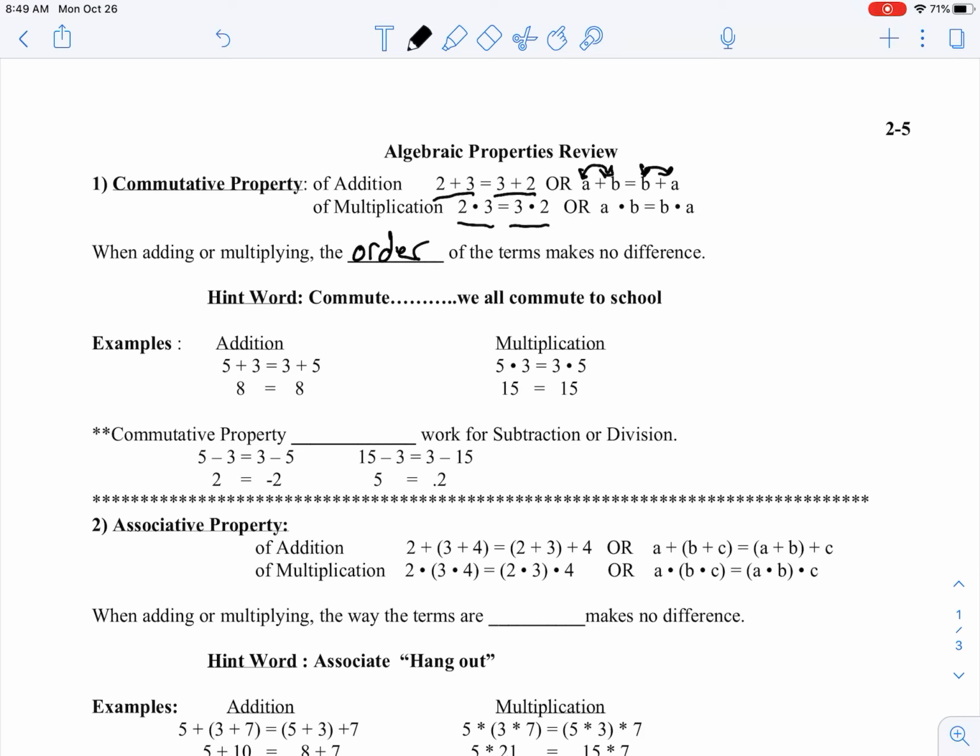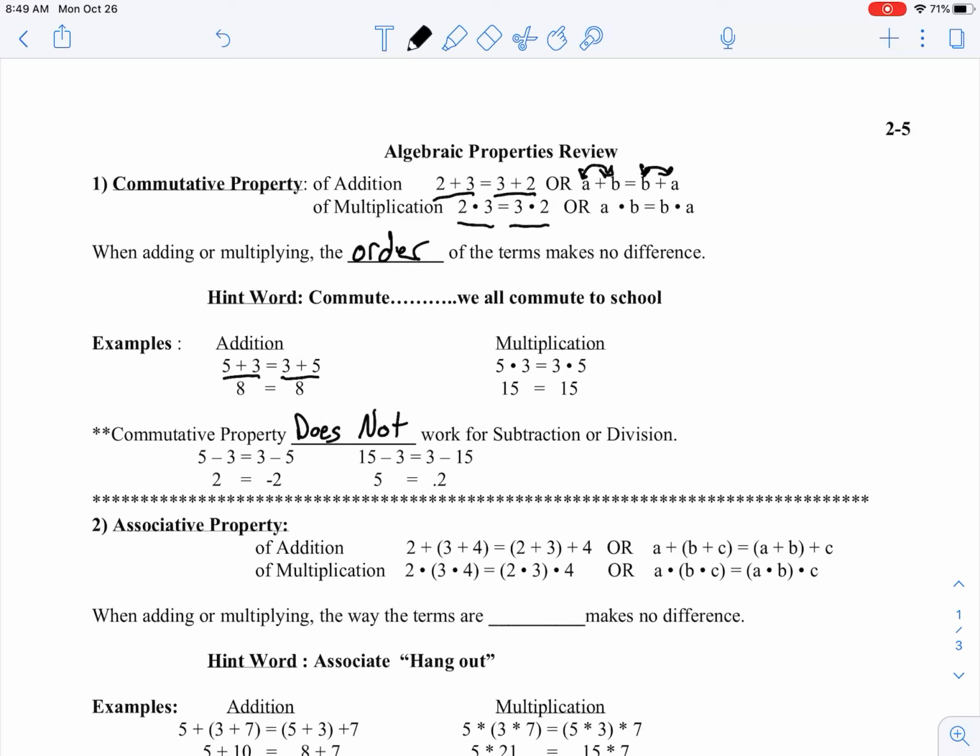And here for addition, we have 5 plus 3 is the same as 3 plus 5 because they both give us 8. Then with multiplication, 5 times 3 is the same as 3 times 5 because they both give us 15.